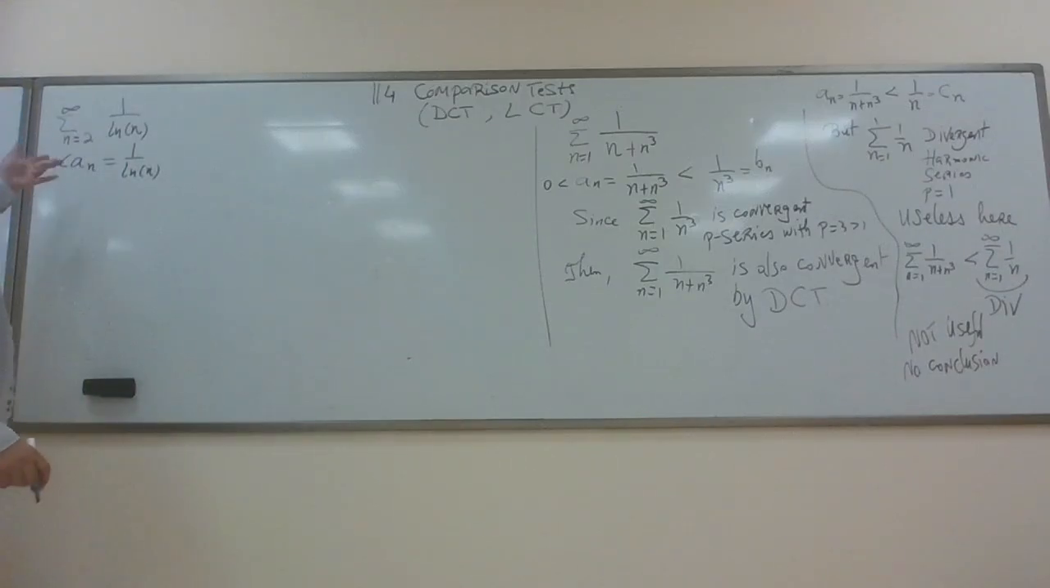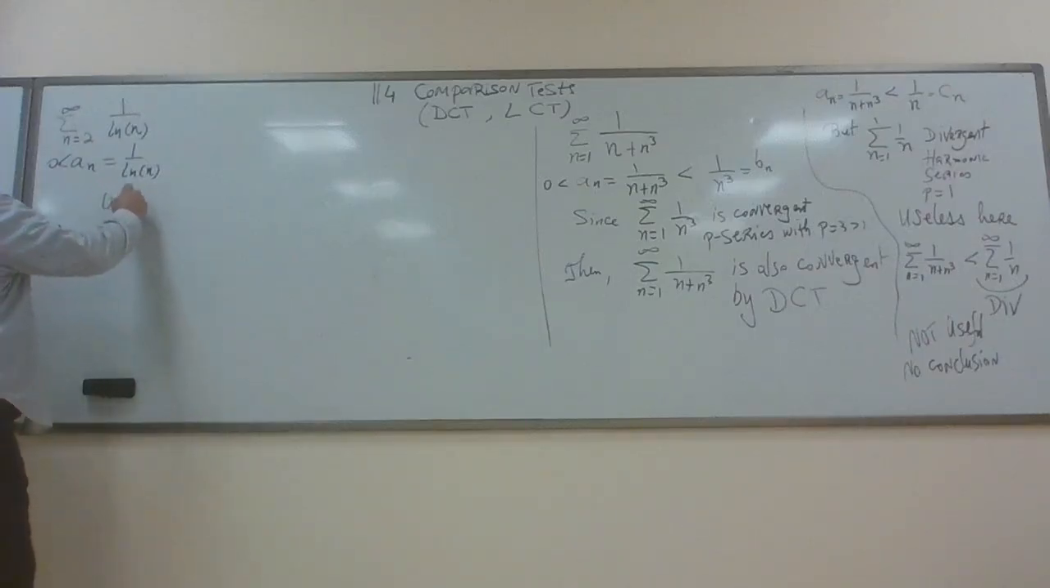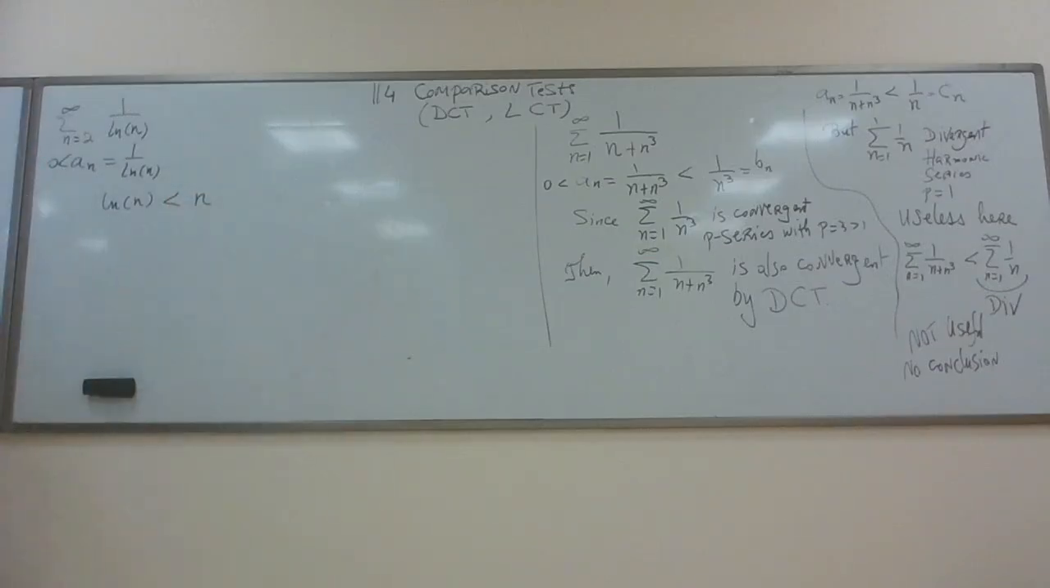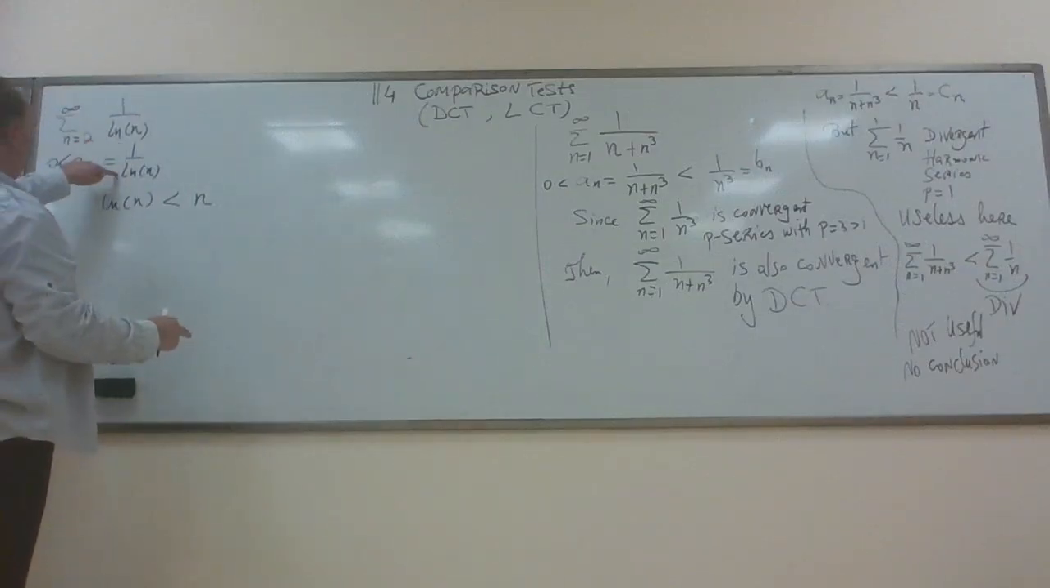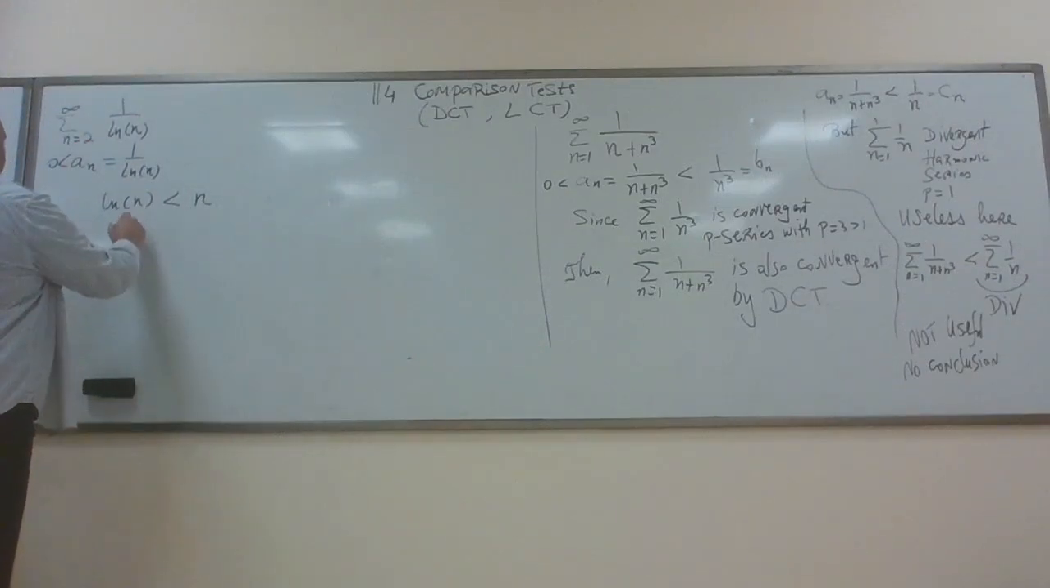So we would like to see what to do here. Can we compare it to something? Now we remember that ln n is smaller than n. It's actually smaller than any power of n. Okay, so now what do we have here? Well, it's 1 over ln n, so I flip them.